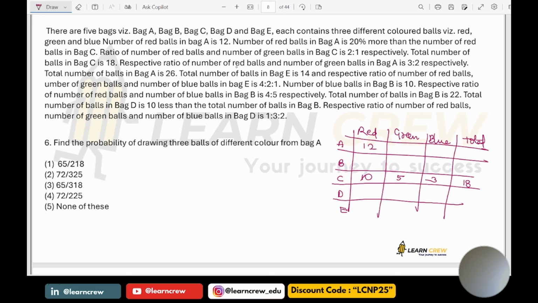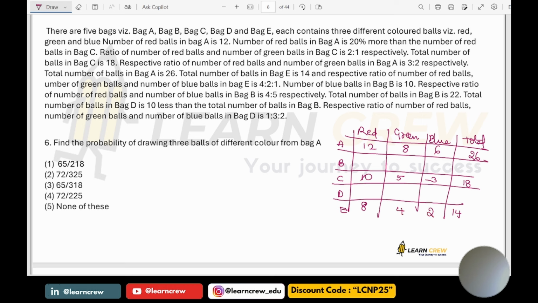Respective ratio of number of red balls and number of green balls in bag A is 3:2. If it is 3 parts, 2 parts would be 8. Total number of balls in bag A is 26. So it has to be 6. Thereby it is 26. Total number of balls in bag E is 14. And respective ratio of number of red balls, number of green balls, and number of blue balls is 4:2:1. So 7 parts is 14, thereby it is 8, 4, and 2.